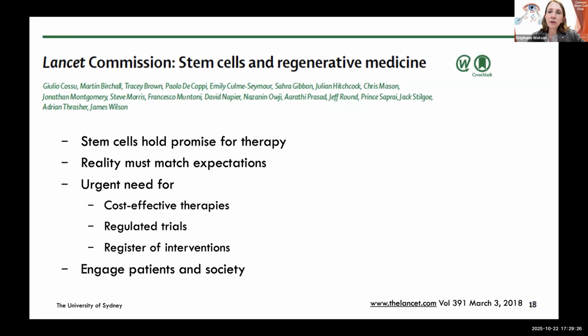We have lots of research to support the directions we should head in. And we must always keep developing therapies that will be cost effective so patients can benefit from them. We need to make sure that any stem cell treatments occur in regulated trials and there's registries to track their progress in the long term. And while we do all this, we need to engage patients and society to make sure that stem cell therapy delivers on its promise.